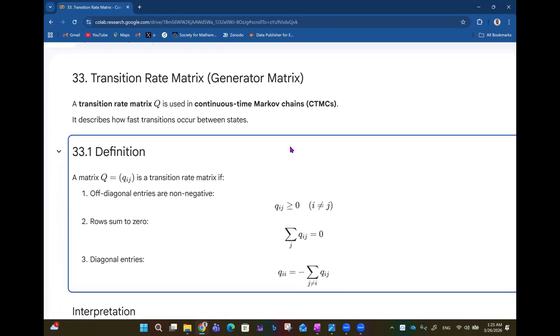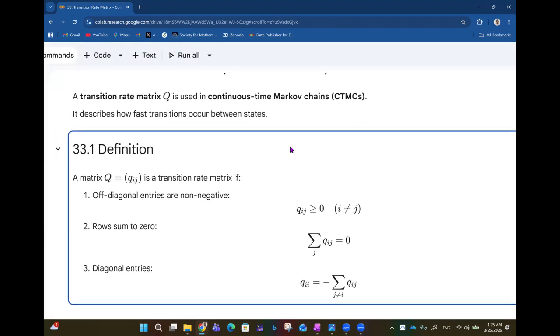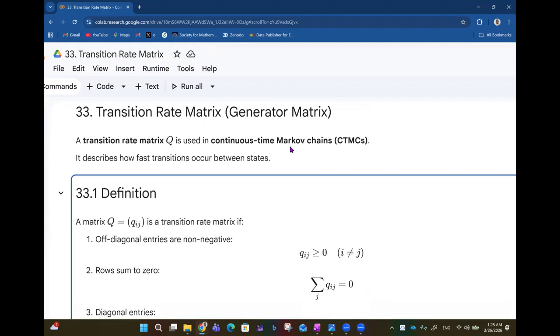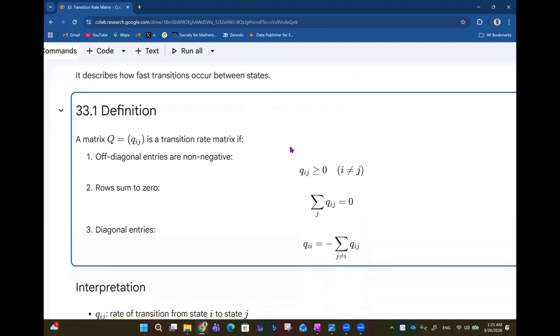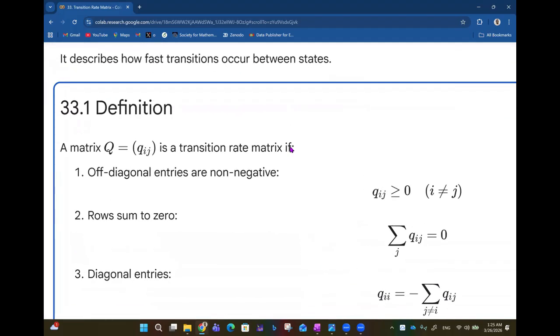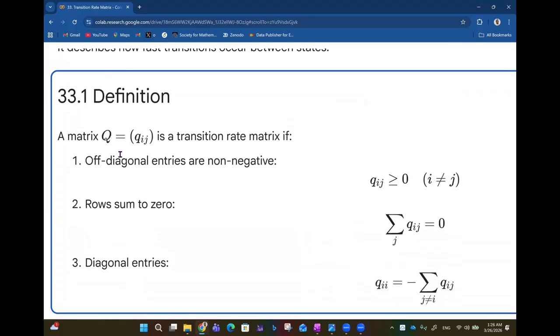And we also discovered there that every row of a transition rate matrix, or the generator matrix, adds up to zero. So by definition, a matrix Q, which is equal to Qij, is a transition rate matrix if the off diagonal entries are non-negative. That is, all the Qij's are greater than or equal to zero for i not equal to j.